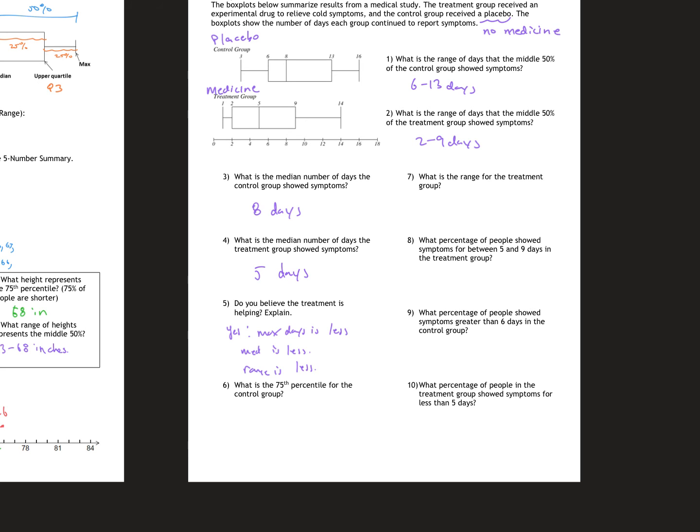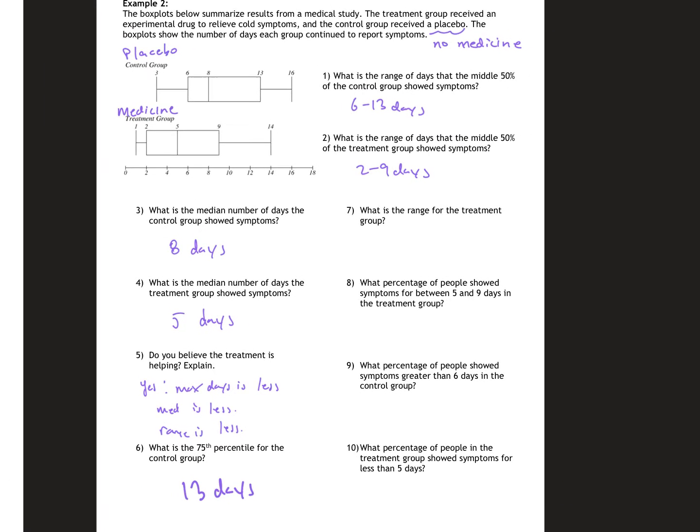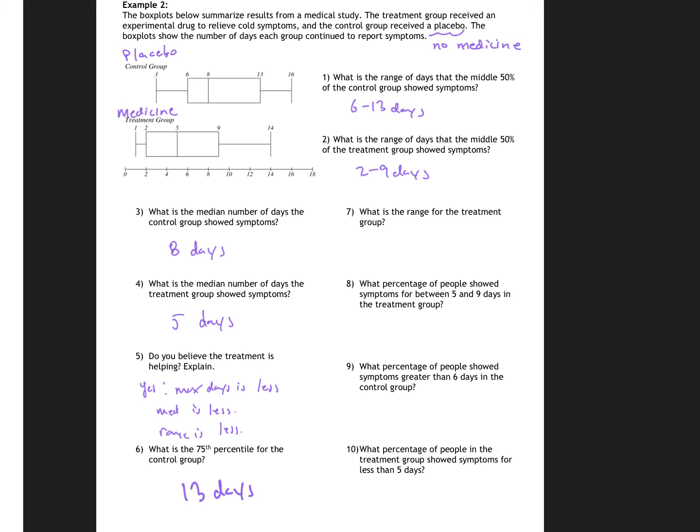So what is the 75th percentile for the control group? So 1, 2, 3, the 75th, so that would be your Q3, so 13 days. What is the range for the treatment group? So for the treatment group, the range, the smallest is 1, and the largest is 14, so 14 minus 1 is 13 days. Just remember, the range is always your max minus your min.